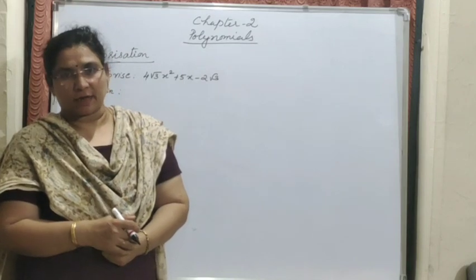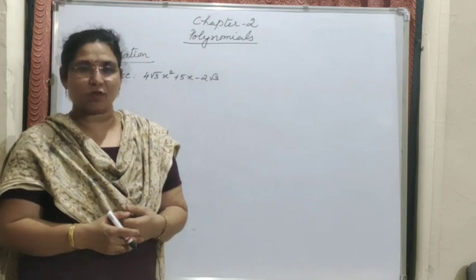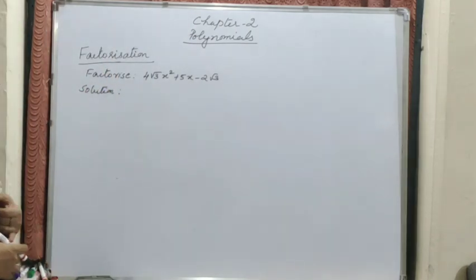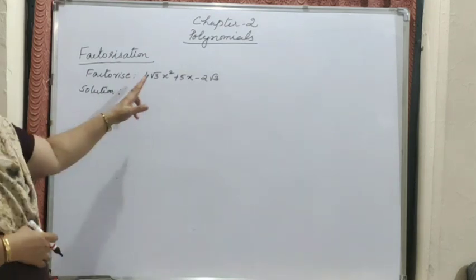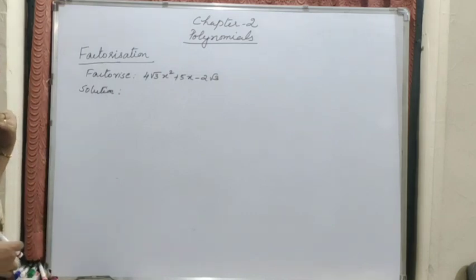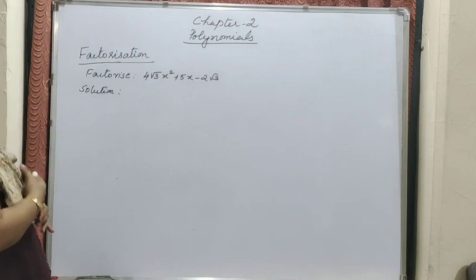Last class we started factorization of the polynomial. Today also we are going to continue factorization of polynomials only. Next question. Factorize 4 root 3 x square plus 5x minus 2 root 3. Now listen, here only one square term is there, so it is not possible with our last class identity. Understood this one? So we have to try the splitting middle term now.